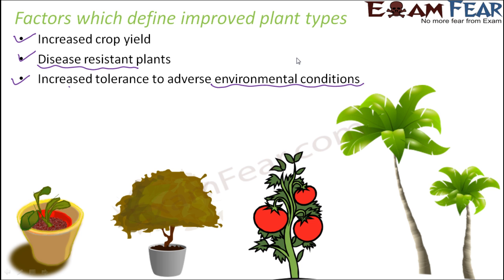Again, it should have increased tolerance for a situation of drought, that is when there is no water, or with salinity, if the salt content in the water increases too much or decreases too much. So in those extreme conditions, the plant should have high tolerance. That means it should be able to tolerate up to a certain value.